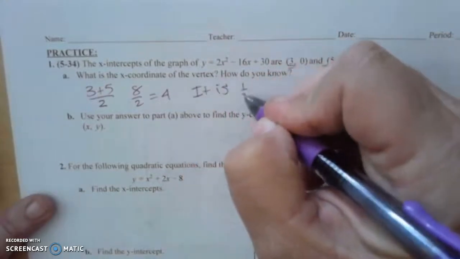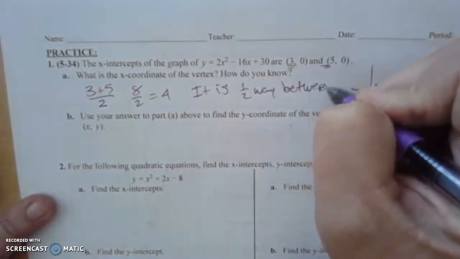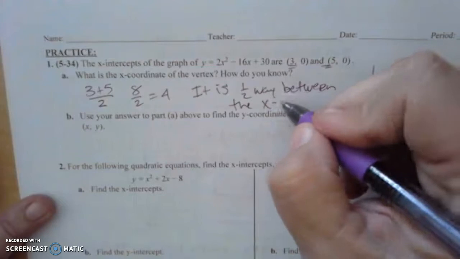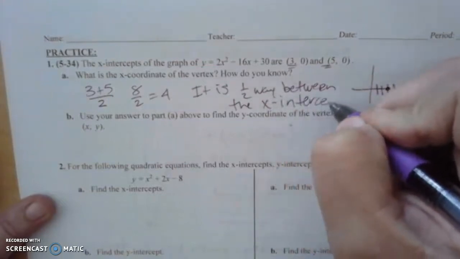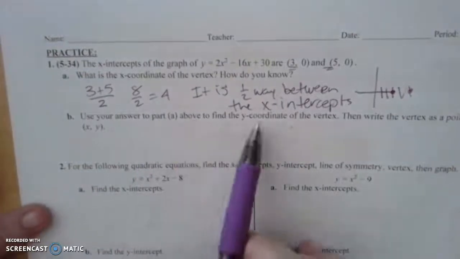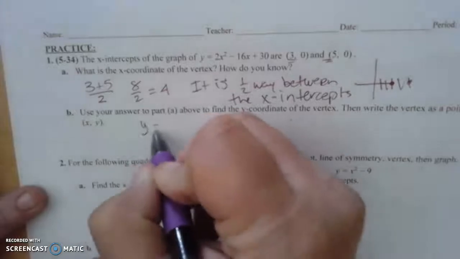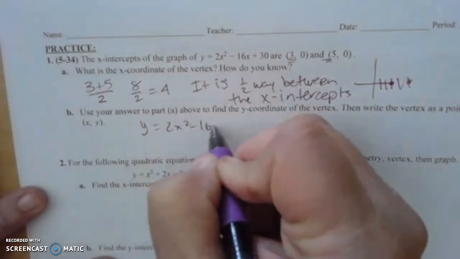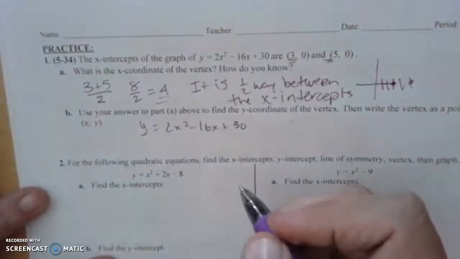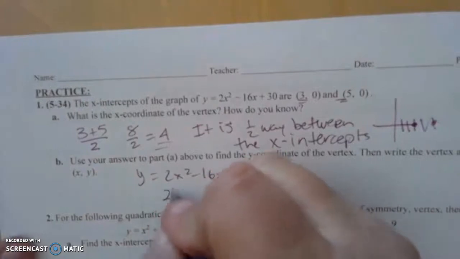Because it is halfway between the x-intercepts, or the zeros. Now, to use my answer in part B to find the y-coordinate of the vertex. So I know that the equation is y equals 2x squared minus 16x plus 30, and we know that the x value is 4 for the vertex, so we're going to just plug in 4.